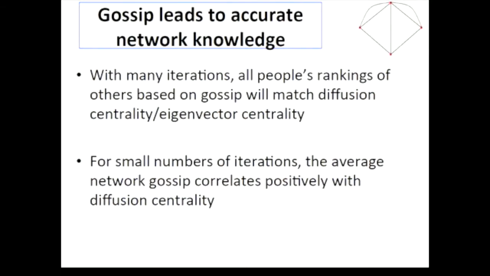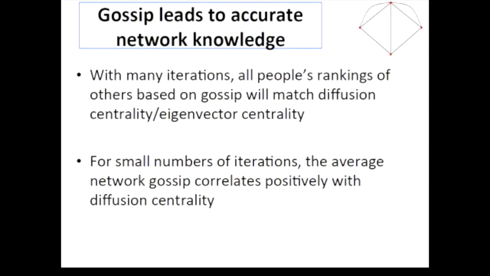With many iterations, basically everybody picks up on eigenvector centrality, diffusion centrality. For small numbers of iterations, the average network gossip correlates positively. So what you can prove is, in the limit, it's going to work perfectly. Everybody's going to know exactly who the most eigenvector diffusion central individuals are.